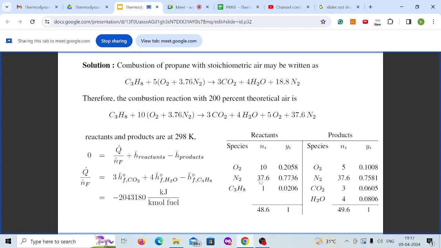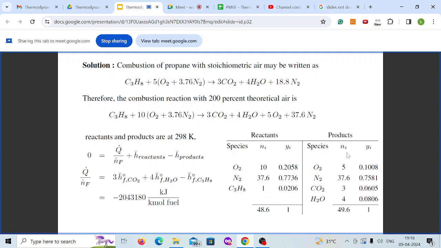So now what we'll do is we'll find out the corresponding mole fractions of reactants and products. In reactants you have oxygen, nitrogen and propane. Oxygen is 10 moles, nitrogen is 37.6 and the fuel, propane, is 1 mole. Taking the corresponding mole fractions of the reactants, you have 0.2058 for oxygen, 0.7736 for nitrogen, 0.0206 for propane. If you add up, you have 48.6 moles of reactants, and the mole fraction should come out to be 1, so that's what you get.